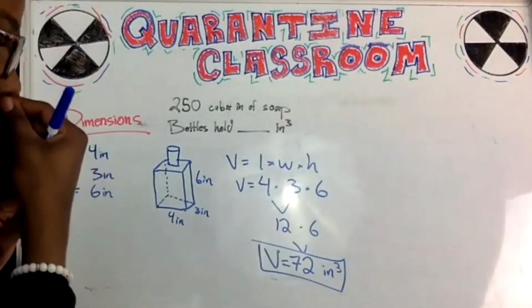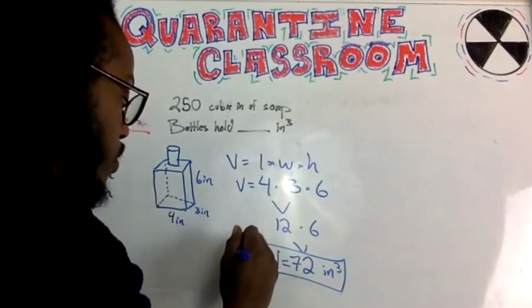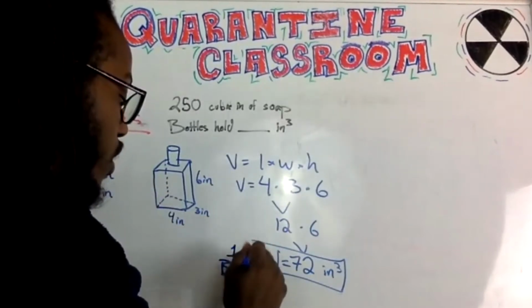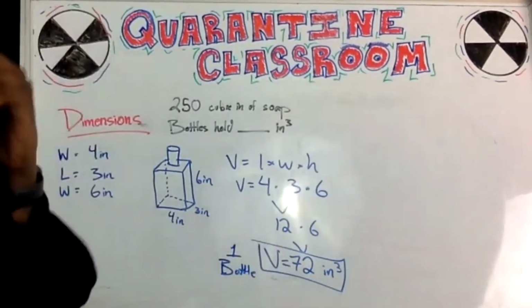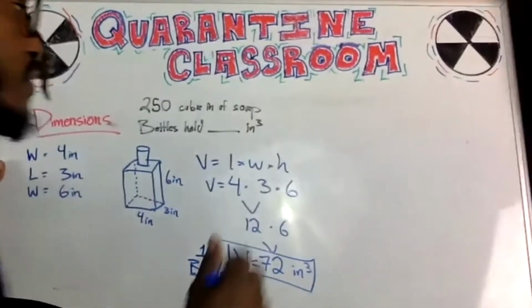Now we don't stop here. We have to take this answer and put it back into the original question. If one bottle has a volume of 72 cubic inches, we need to figure out how many bottles he's going to need to have all of this soap in bottles. So to do that, we're going to take 250 and divide it by 72.